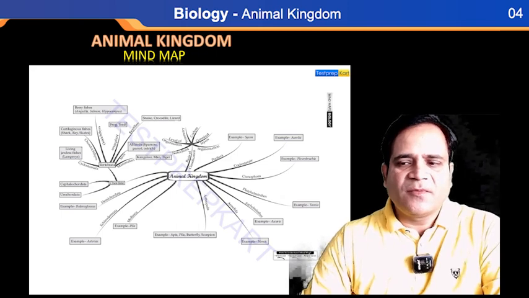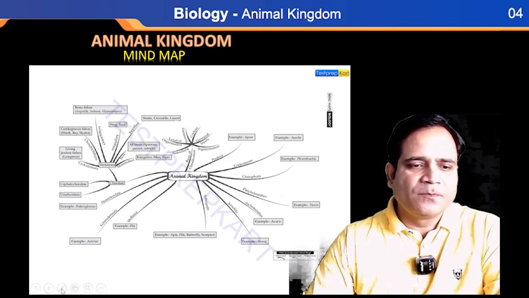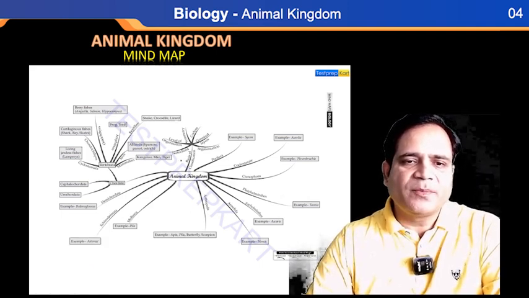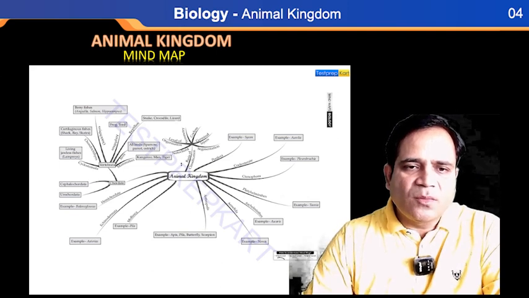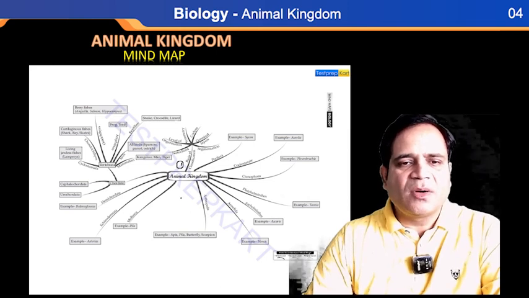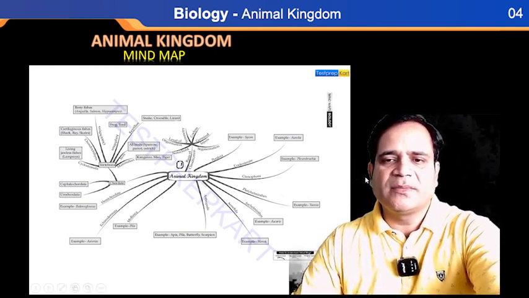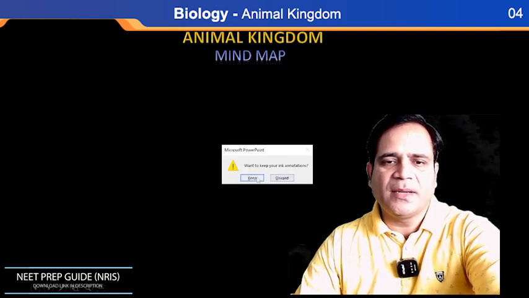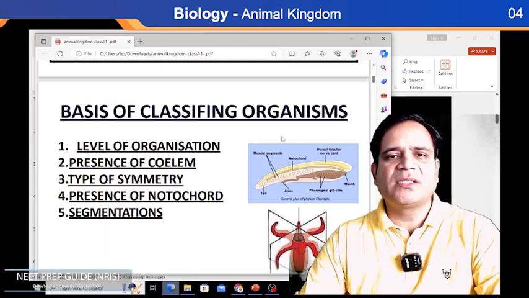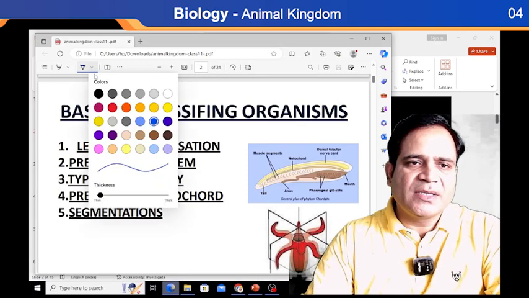Let's see first. Whenever I'm talking about the animal kingdom, the first thing we have to know is the basis of classification. This is the point you have to keep in mind, my dear. The basis of classification is important to know here. What is it?